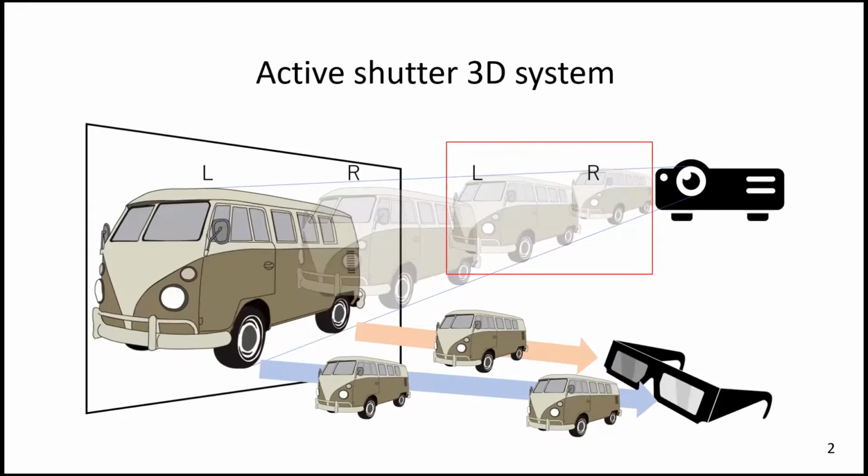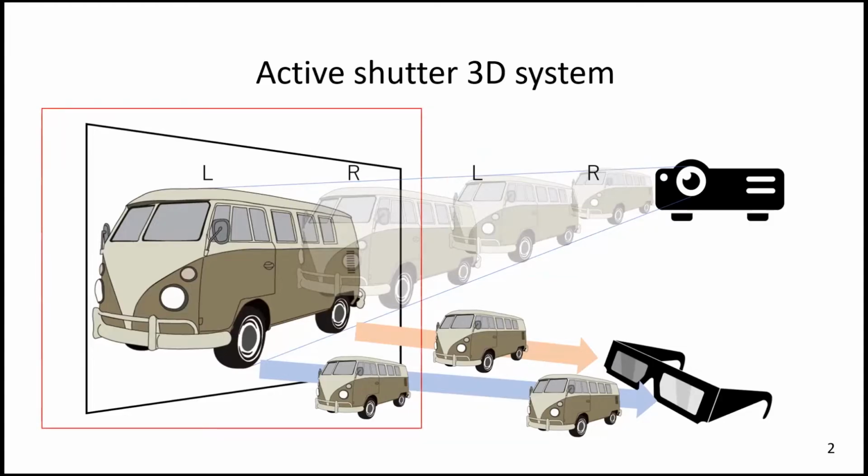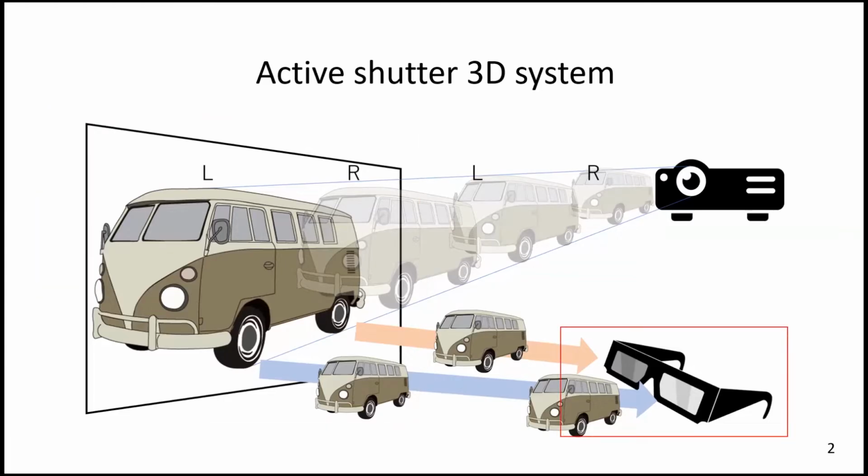This system uses two images, one for the left eye and the other for the right eye. These two images are projected alternately at high speed through a specialized projector. By using polarizing glasses synchronized with the projector, viewers can see only the left eye image when their left eye is open, and only the right eye image when their right eye is open, enabling 3D viewing.